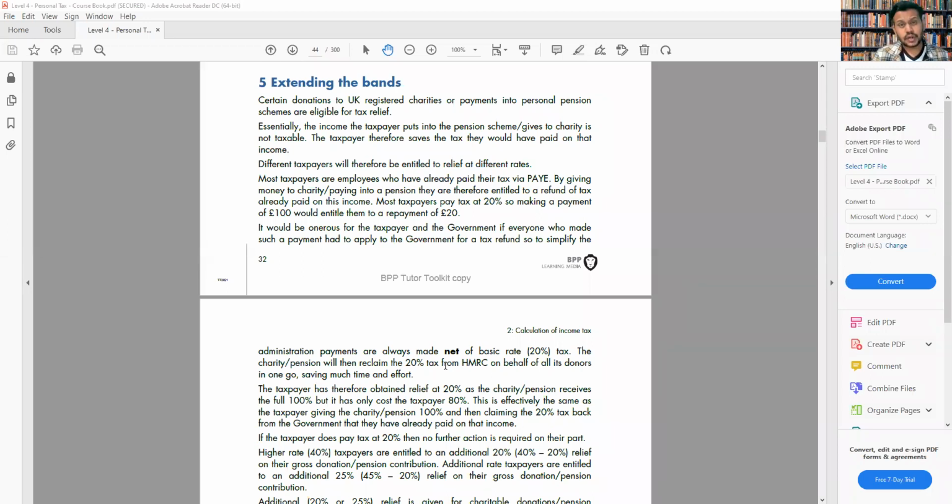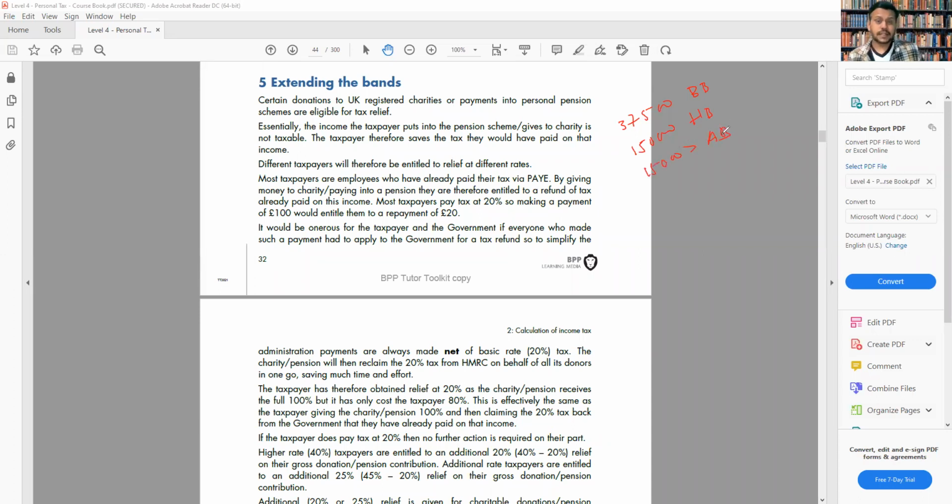The next point, we're going to talk about extending the band. Now, it's a very important point, extending the band. Extending the band means how to extend the basic band. So basic band or higher band, we know the band. The tax rate when the amount is up to 37,500, we call it basic band or basic rate, and up to 150,000, we call it higher band or higher rate. Then anything more than 150,000, we call it additional band.